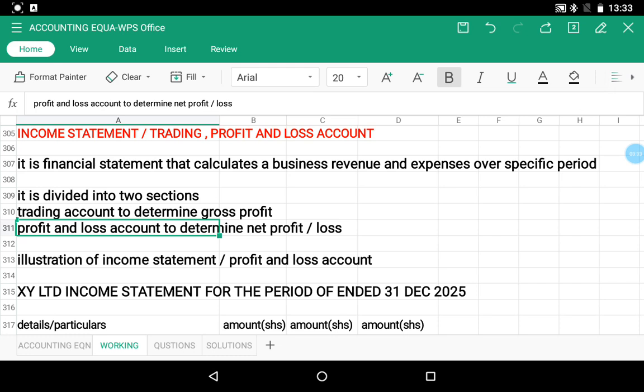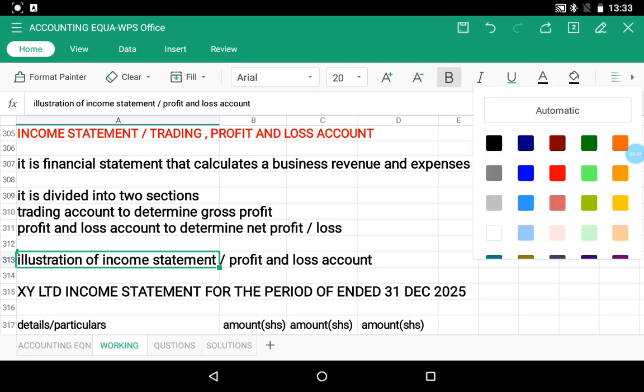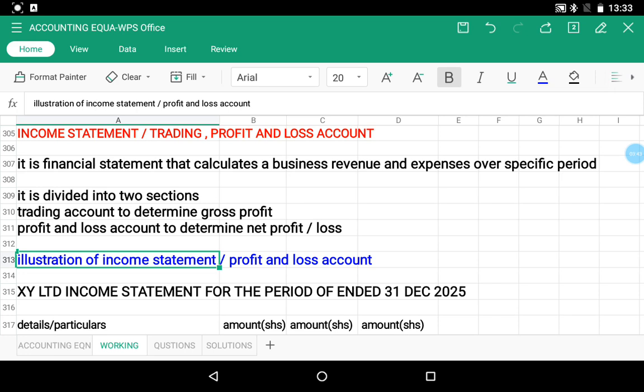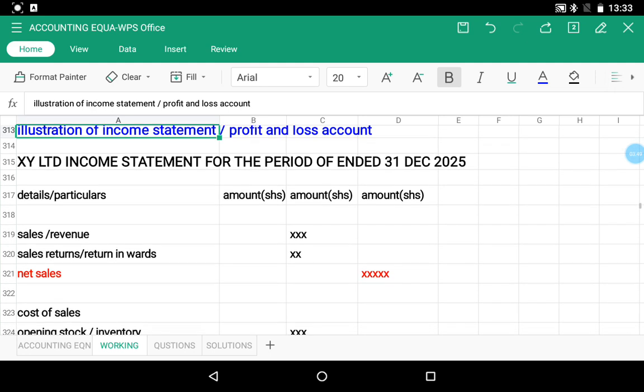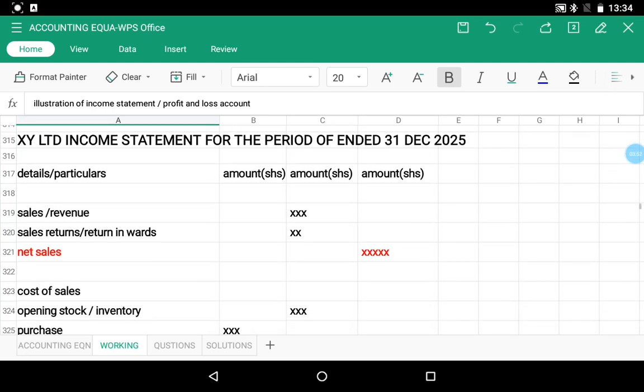Now, let's go to our illustration. We are going to see an illustration of the income statement. We want to see how we can get our income statement. First you come and mention the heading. It's always in three lines. Even though I put it in one line, it is X Limited income statement, or they can say income statement or trading profit and loss account.